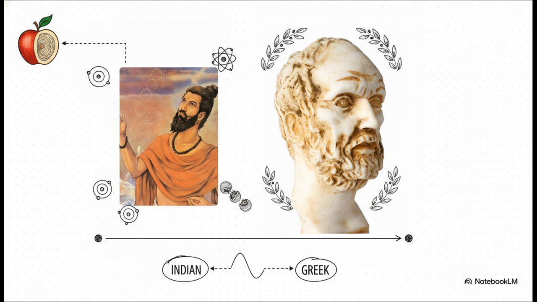And what's wild is, around that exact same time, the ancient Greek philosophers Democritus and Leucippus were having the exact same realization. They called these indivisible particles atoms. So you have two entirely different cultures, separated by thousands of miles, independently discovering the exact same fundamental concept of the universe, over 2.5 millennia ago.